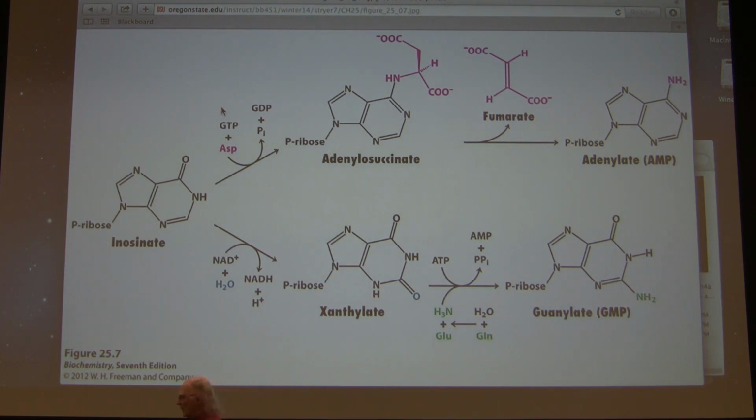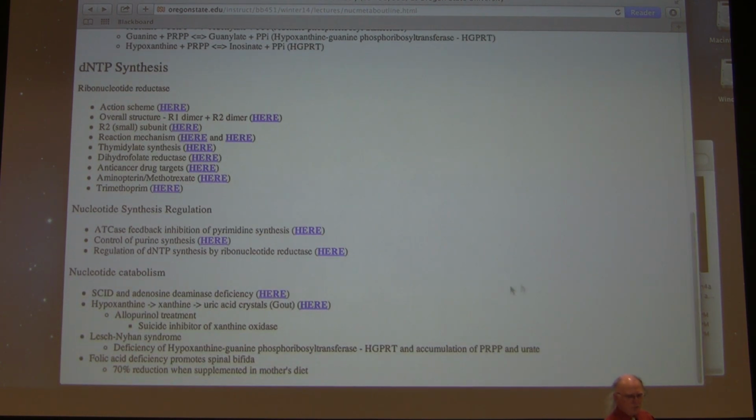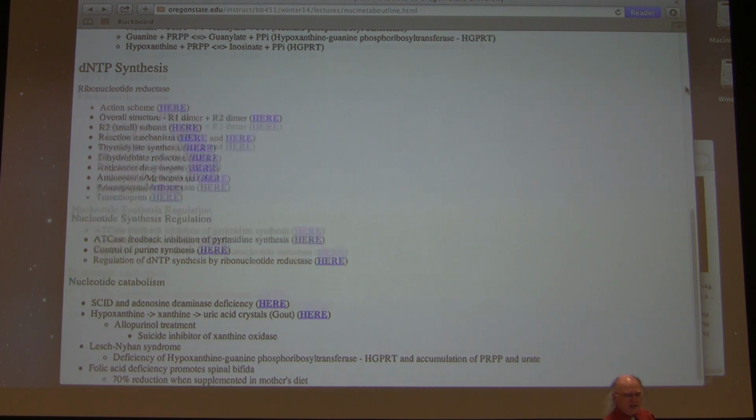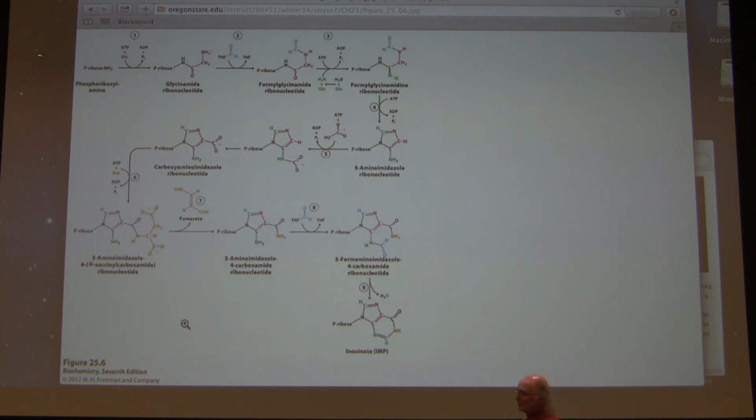PRPP amidotransferase was that very first enzyme that was regulated in the pathway. The very first enzyme that we had in the pathway. So the very first enzyme of the pathway was shown up here. We get down here to the inosinate, we've got a branch point. The very first enzyme in the pathway was PRPP amidotransferase. I said it was a very important regulatory enzyme, and you're saying, but these other enzymes you talked about are also important. Well, it turns out this first one is interesting.